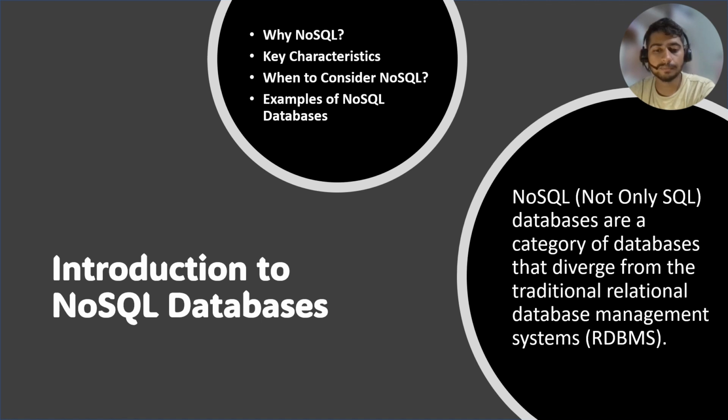Some of the examples of NoSQL databases are, for key value, Redis and Amazon DynamoDB, and for the document oriented database, the examples are MongoDB and Couchbase. Then column oriented are Apache Cassandra and HBase. Then the graph examples are Neo4j and Amazon Neptune.